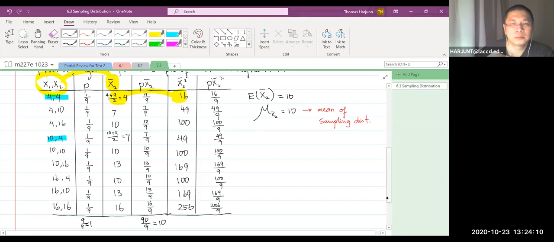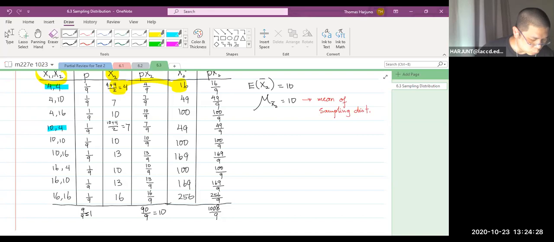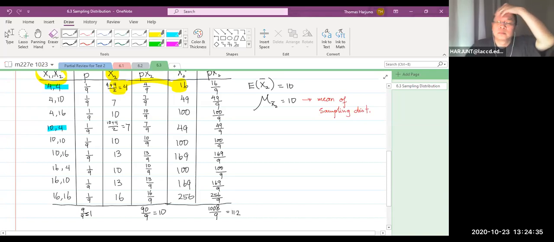When you add them, this is actually best done using Excel. If I add them, I will get 1008/9. You can try to complete that yourself. When I add them, I get 1008/9, which turns out to be a nice number, 112. So what will the variance be? The variance of the sampling distribution, the variance of the sample mean distribution, will be 112 minus 10 squared, which is 112 minus 100, or simply 12.